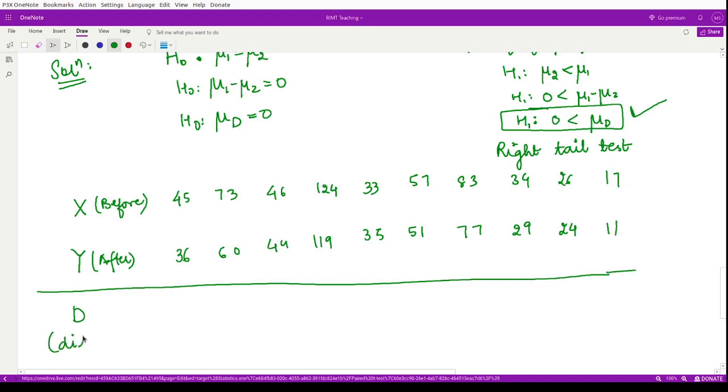So how can you do that? You have to calculate the difference among these. So 45 minus 36, that would be 9, 73 minus 60, that would be 13, and then 2, then 5, then we have minus 2, and then that is 6, this is also 6, and then we have 5, then we have 2, and then we have 6. So this is the value of d.